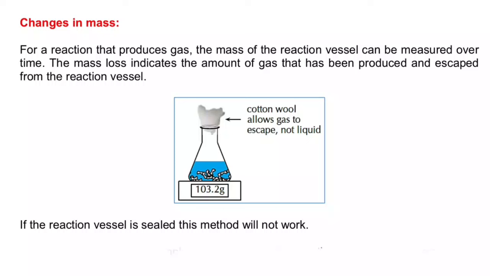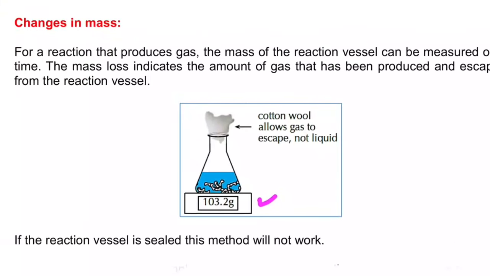So take a look at this. You take your conical flask, you put it on a scale, right? And then you put cotton wool on top to allow gas to escape and not liquid. Because there's cotton wool on the top, the gas will be able to escape, but everything else remains in the conical flask, right? So the decrease in mass will give you the amount of gas that has escaped.